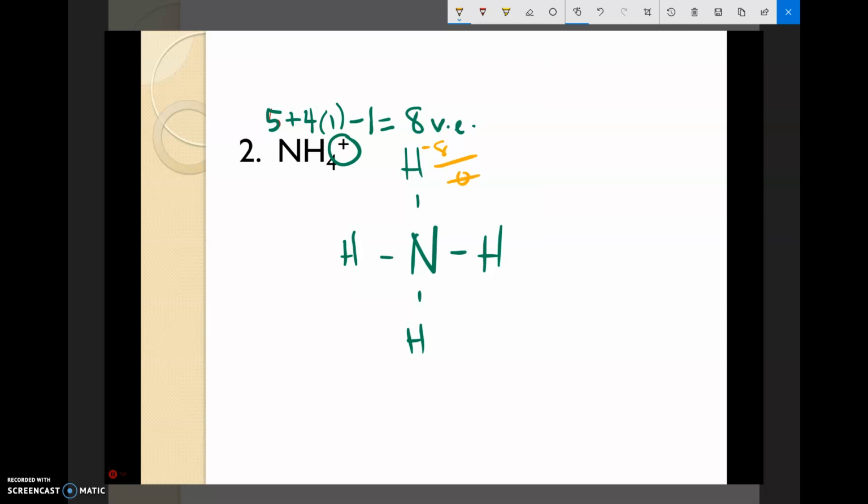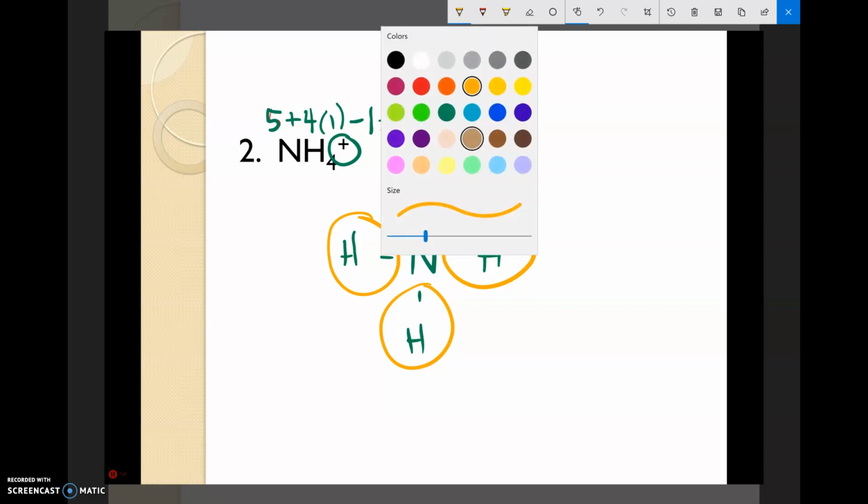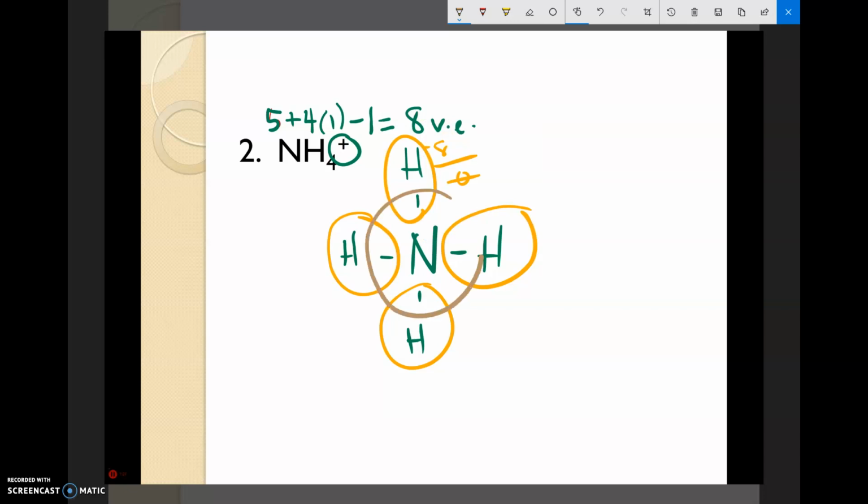So let's make sure that every single atom has what it needs. This hydrogen here has 2. The bottom hydrogen has 2. The right hydrogen has 2. And the top hydrogen has 2. So all the hydrogens have what they want. Now let's check our nitrogen. Our nitrogen has 2, 4, 6, 8. It has what it wants, and we've only used a total of 8, which means that we have done well. So now we're going to just rewrite it again without all the circles.